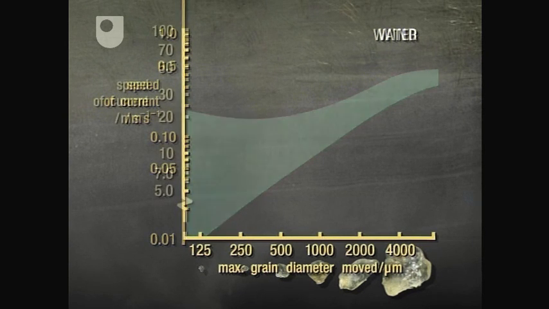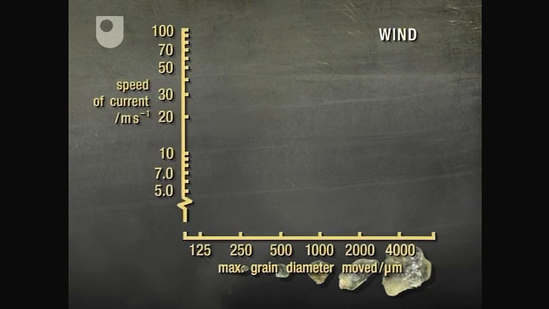But what about transportation by wind? Here we have a different part of the graph, and note that the current speeds on the vertical axis are much higher than those for transport by water. The same pattern emerges. For a given grain diameter, there is a speed at which the grain will start to move, and a lesser speed at which it will cease to move and be deposited.